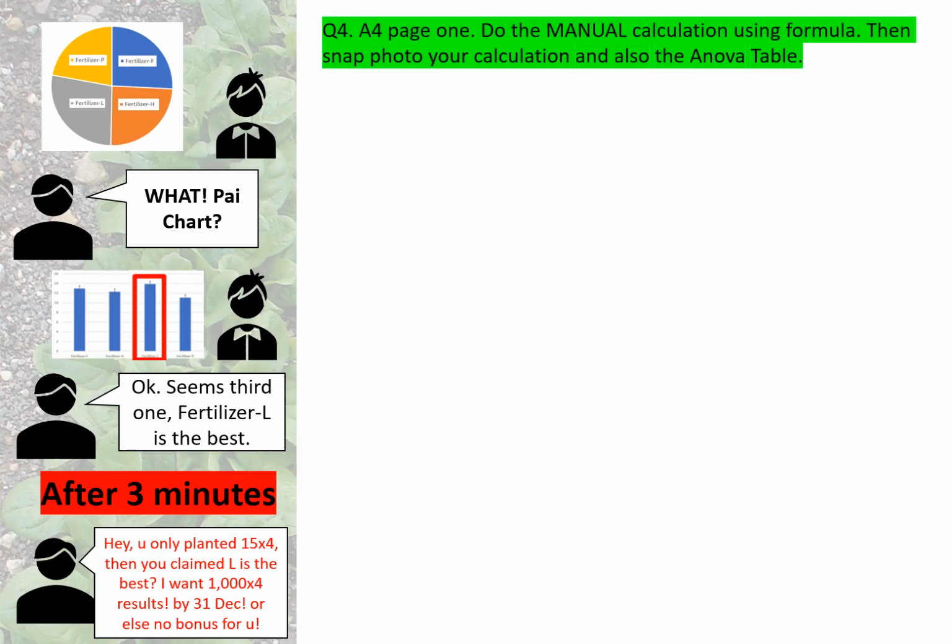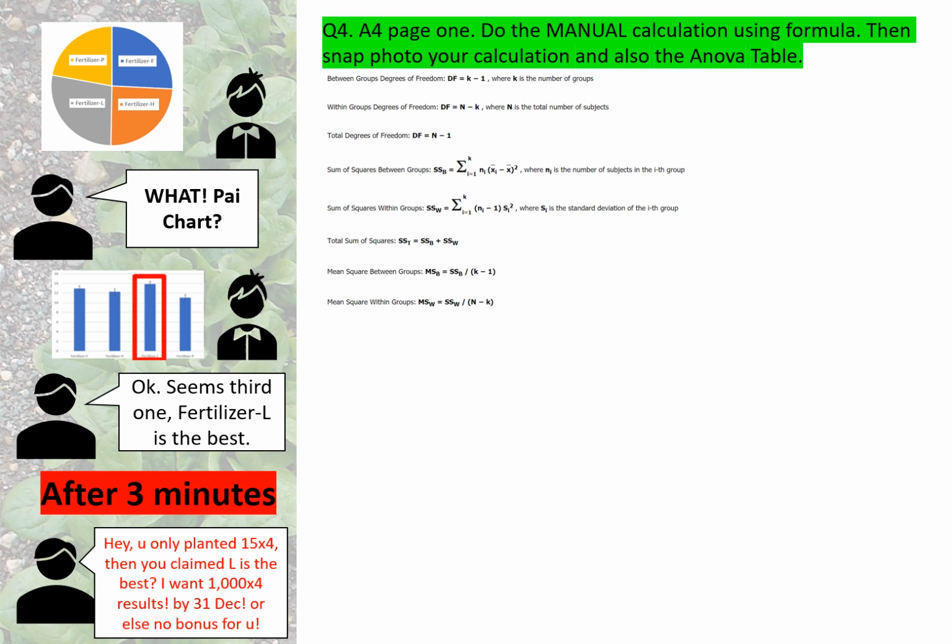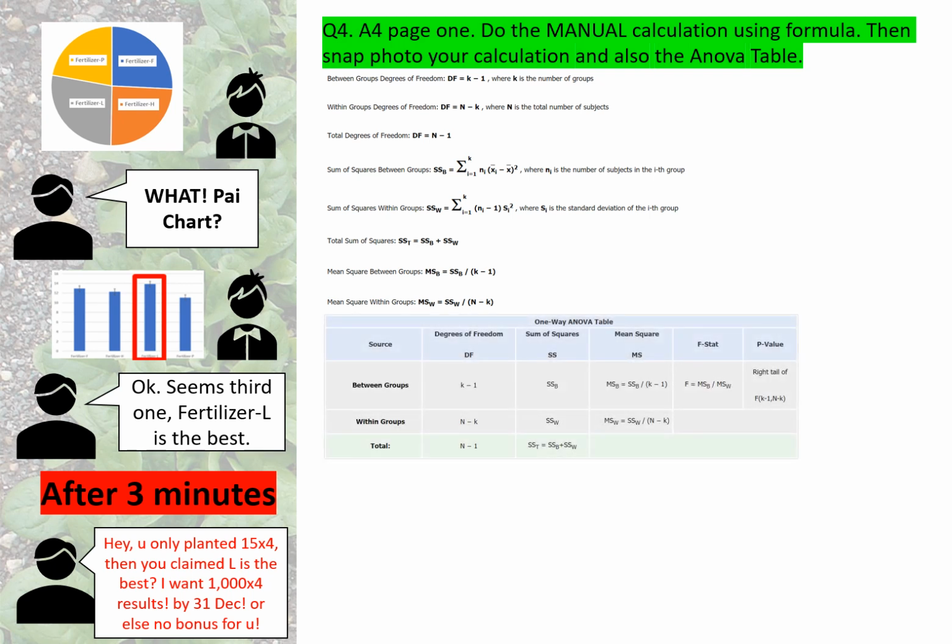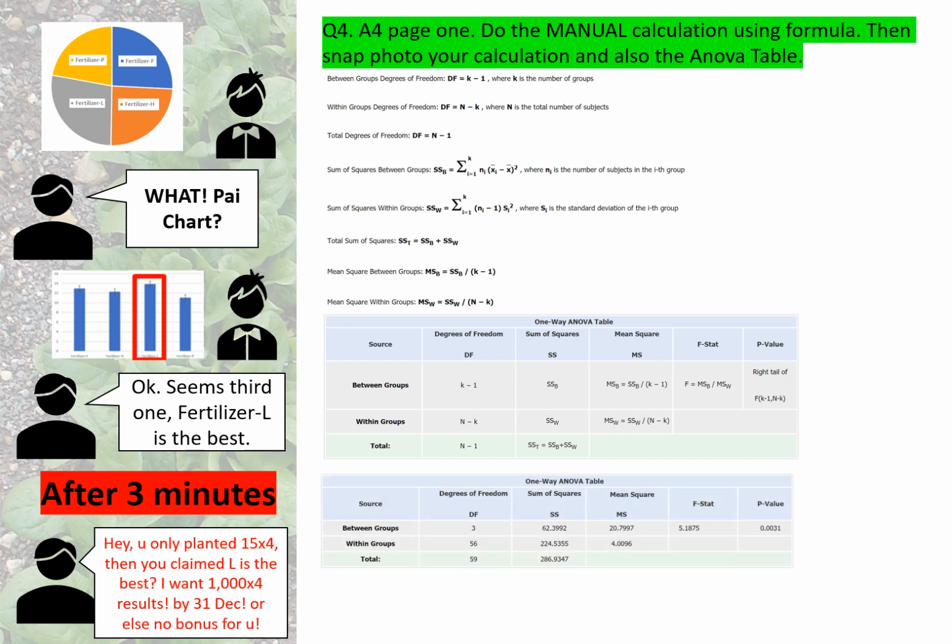Now we're going to go to the tutorial session. The first thing that you need to do, and I think this is the hardest part: take one piece of A4 paper, and then you're going to do the manual calculation using the one-way ANOVA formula. After that, you snap the photo of how you calculate it, and the ANOVA table that you derive. So we're going to use all these technical terms here to find the DF, the so-called SSB, SSW, SST. And then you're going to fill them into this one-way ANOVA table, and then you're going to get this result here.